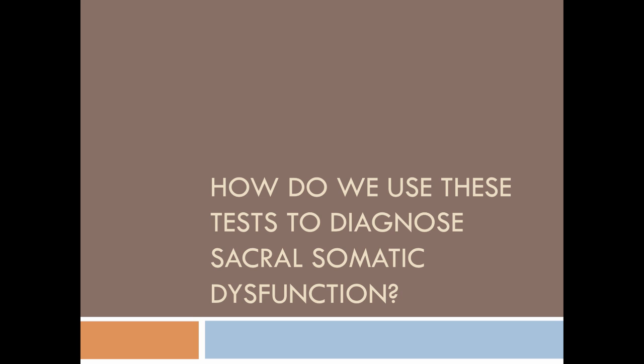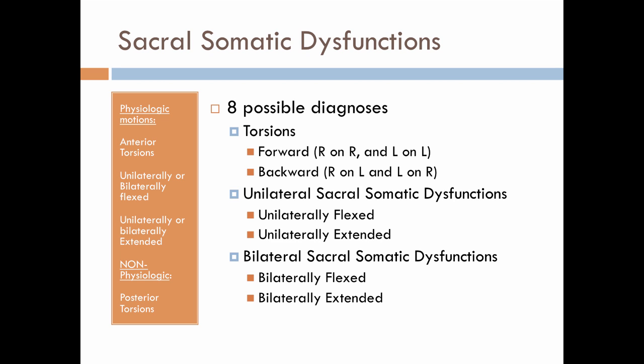So how do we use these to diagnose? For torsions, there are forward torsions and backward torsions, and either of those has two options. And we'll talk about the naming convention of those in a moment. There are unilateral sacral dysfunctions that are either flexed or extended, and bilateral sacral dysfunctions which are flexed or extended. And we'll go into details in those as well.